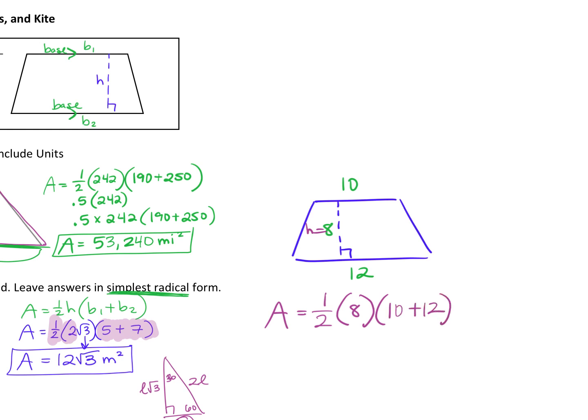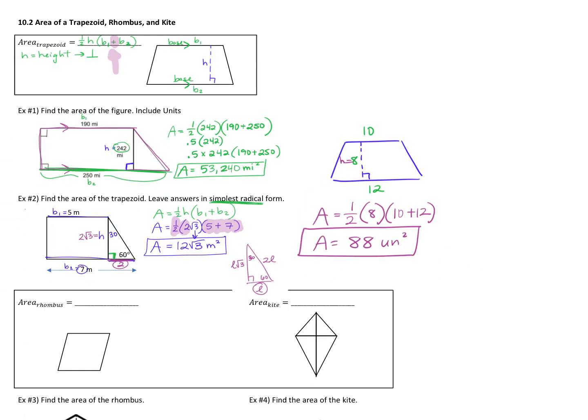Okay. So this is what you should be plugging in with the parentheses. So your answer is 88. And then whatever your units are, you square them. So units squared if there's no units given. Don't leave those parentheses and pluses on.